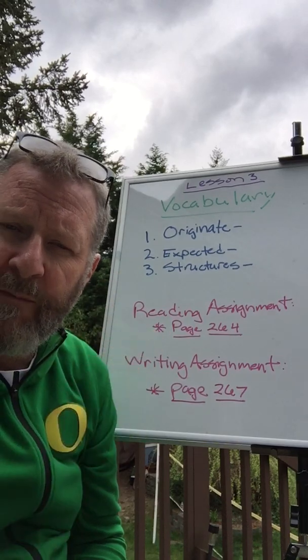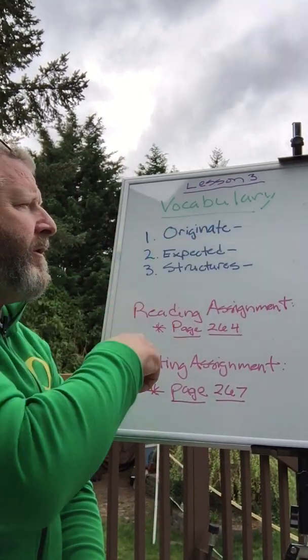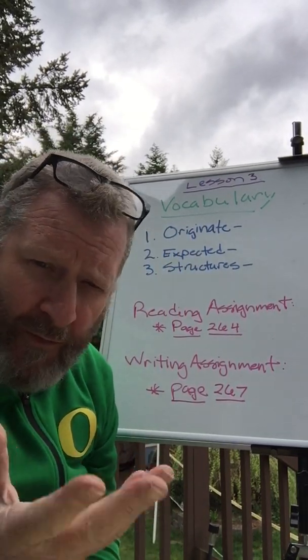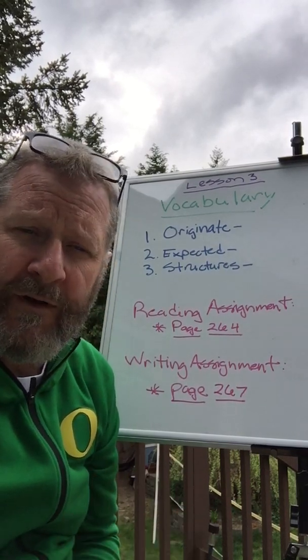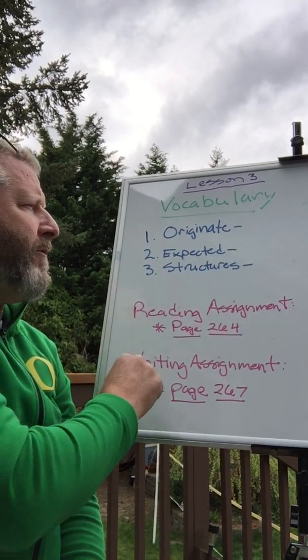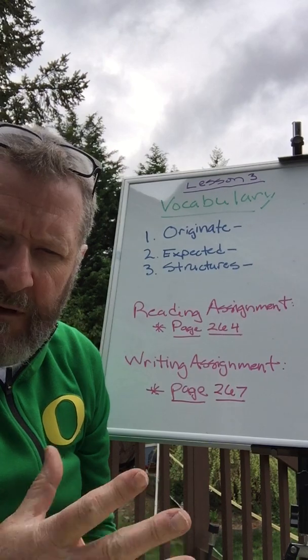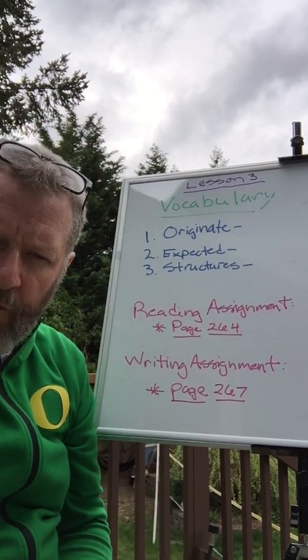I'm going to go over a few things up here so you can be reading and listening at the same time. Lesson 3, our vocabulary. We have 3 words we'll be looking for today. If you see one of those words, you can raise your hand, or at least say, hey, there it is, and point to it. Originate is one of our vocabulary words, along with expected and structures. We'll talk about each one because you'll need to know each one in order to do some writing in your Writer's Journal.